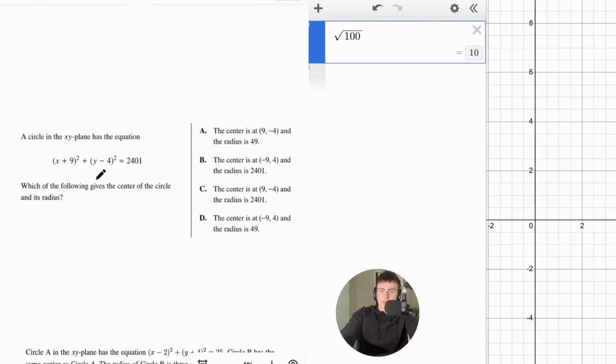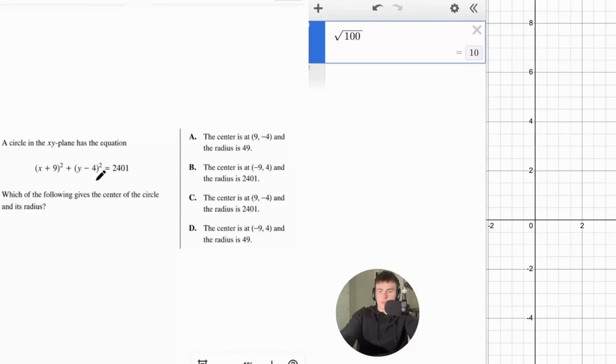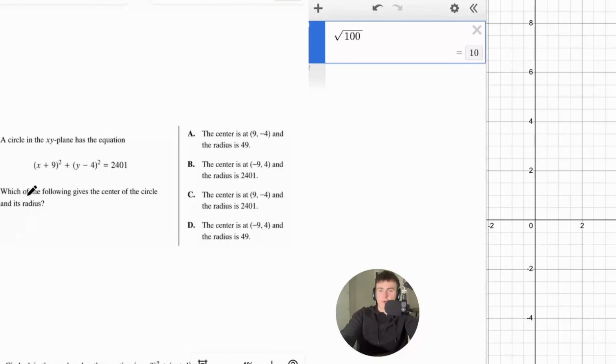Next one. A circle in the xy plane has this equation. Which of the following gives the center of the circle and its radius? Well, keep in mind, x minus h, y minus k. I flipped it. So in this case, our center is going to be negative 9, because we're flipping it, and then positive 4. So the center is negative 9, positive 4. So immediately this is gone, and this is gone as well.